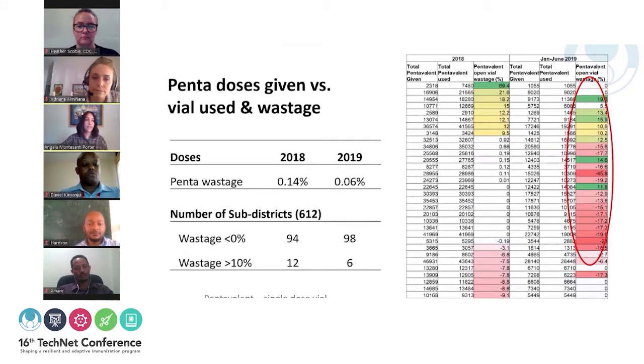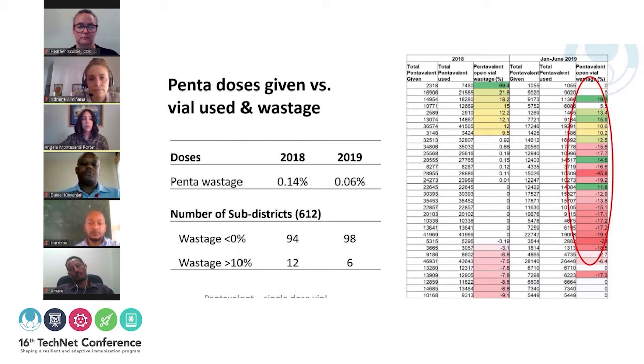The next example we'll look at is looking at Penta doses given versus vials used in wastage from stock data. This country uses a 1-dose pentavalent vial for Penta vaccine, so you'd expect the wastage rate to be fairly low. In the table here on the left, you see that Penta wastage nationally is very low, being 0.14% in 2018 and 0.06% in 2019. But the table on the right shows the disaggregation of this data by subdistrict, noting a very wide range of wastage rates.